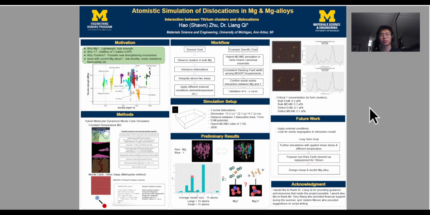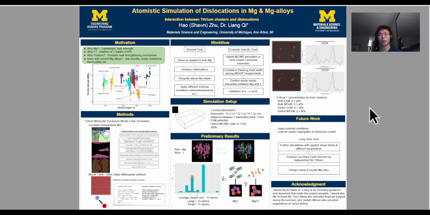On the top right, this is the evidence for solute-solute interaction between magnesium and yttrium. So the simulation snapshot shows that the yttrium atoms, which are colored in yellow, like to form around the dislocation lines, which are colored in green and white. And we can see from the line plot that the yttrium concentration is much higher than anywhere else in the system.